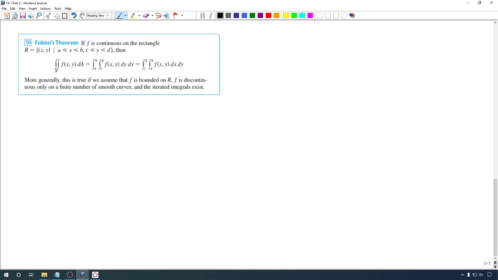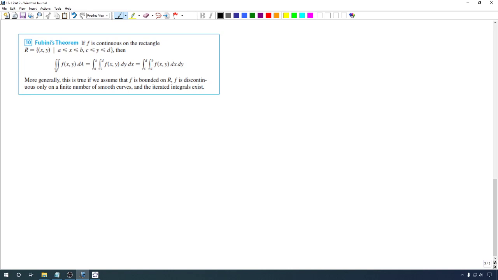But basically, as long as we have a sufficiently continuous function, it doesn't have to be continuous everywhere, but continuous for most of the rectangle, our iterated integrals will represent our volume. They will be the value of our double integral, and that's all we want to know.